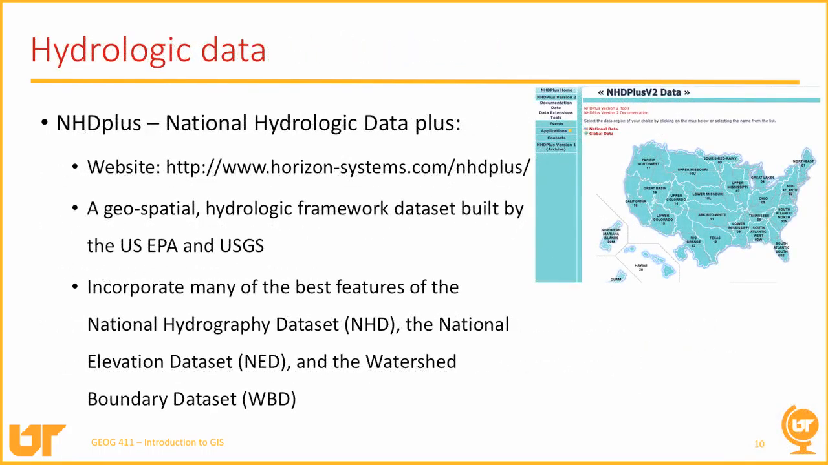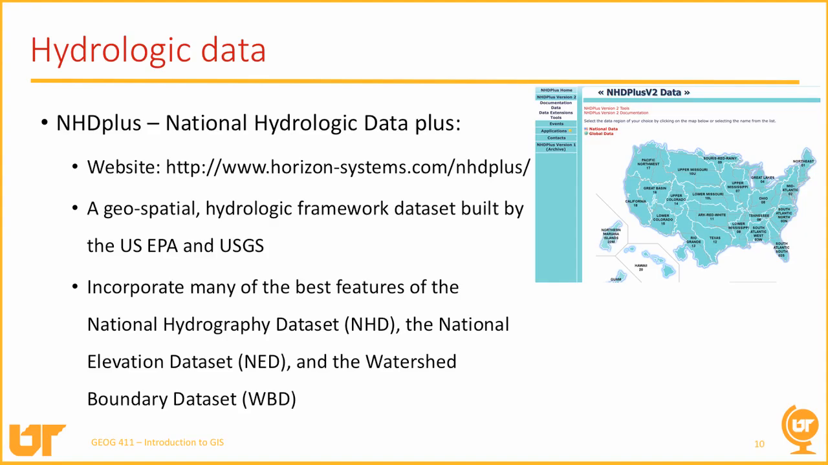Hydrologic data, NHDPlus, or National Hydrography Dataset Plus. It is a geospatial hydrologic framework dataset built by the EPA and the USGS. NHDPlus is an integrated suite of application-ready geospatial datasets that incorporate many of the best features of the National Hydrography Dataset, the National Elevation Dataset, and the Watershed Boundary Dataset.